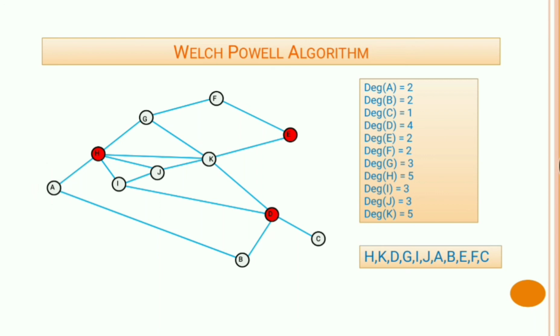Then after A I have B, but B is adjacent to D, and D is colored red, so B will not be colored red. Then after B I have E. E can be colored red because it's not adjacent to H, and it's not adjacent to D. Then after that I have F. F is adjacent to E, so it cannot be colored red. After that I have C. C is again adjacent to D, so it cannot be colored red, right?